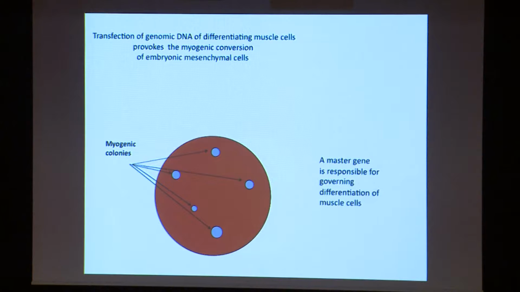So the master switch search continued, with also another beautiful experiment that consisted in transfection of genomic DNA of differentiating muscle cells into non-muscle cells. And this provoked the appearance in the culture of myogenic colonies. Here again, that means some cells have received some genetic information that is active and that they can deal with, and that leads to the expression of the myogenic program. So this, again, was an argument in favor of the existence of the master switch.